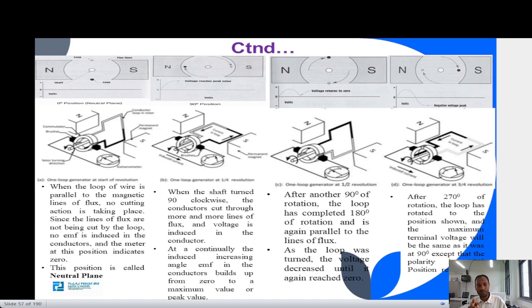That is 180 degrees from the 0 degree position. Minimum field is going to cut this conductor, but in the opposite direction. So the induced voltage starts reducing. Again, a further 90 degrees, it will become similar to the 90 degree position of this one, but in the opposite direction. So in the opposite direction, the maximum flux is going to be generated. The maximum voltage is going to be induced in this case.